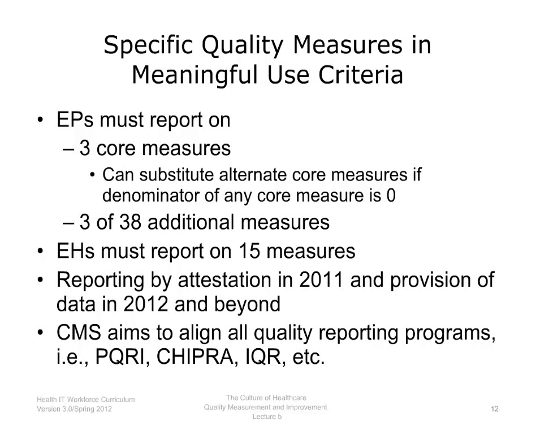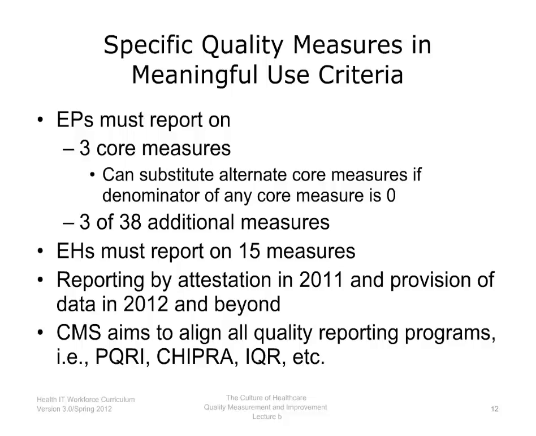What are the specific clinical quality measures in the meaningful use rules for eligible professionals and hospitals? Eligible professionals must report on 3 core measures. They are allowed to substitute alternative core measures if the denominator or numerator measured by any of the 3 core measures is 0. Then they must also report on 3 of 38 additional quality measures. Eligible hospitals must report on 15 measures. The reporting in the first year of meaningful use is by attestation of the numbers, but in 2012 and beyond, the actual quality data must be provided.